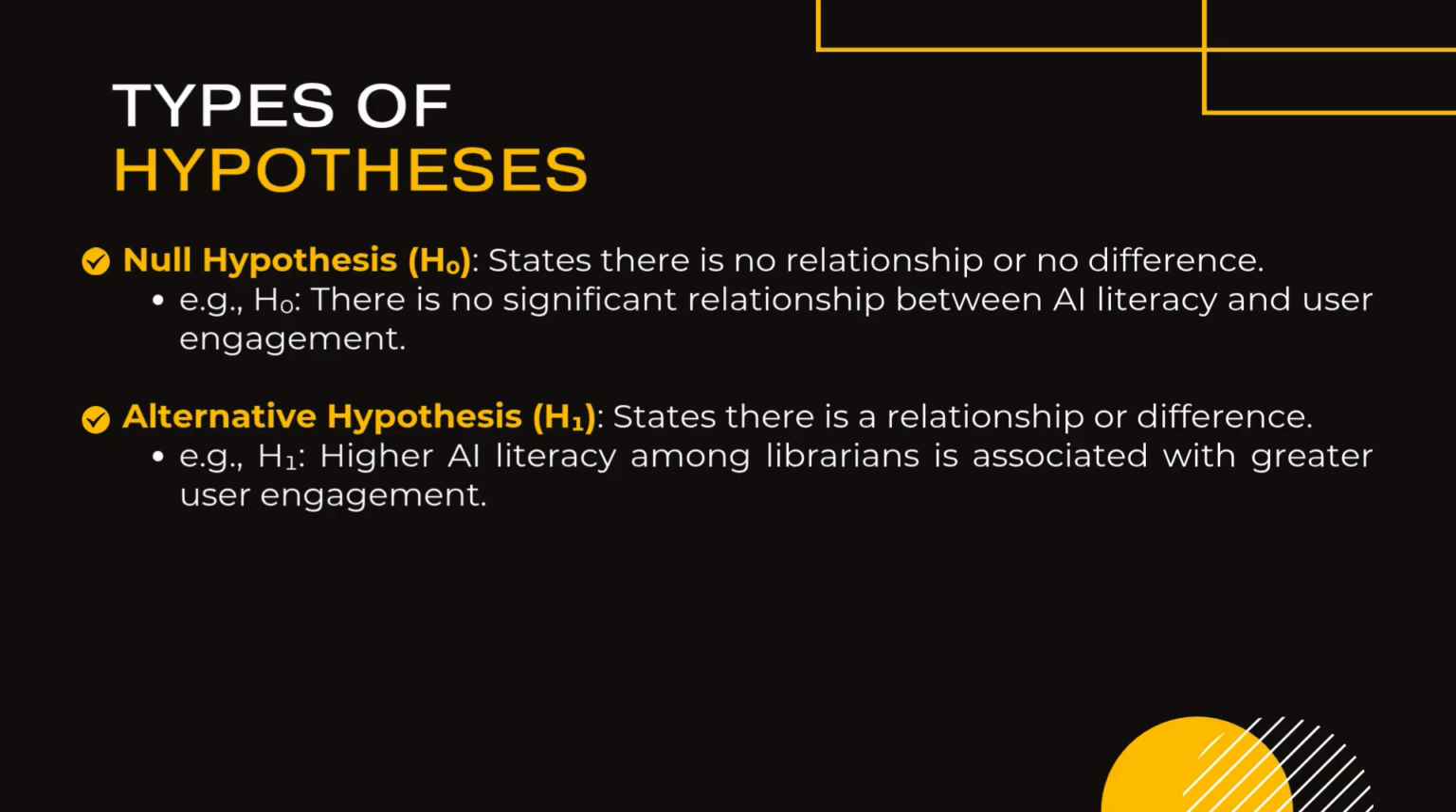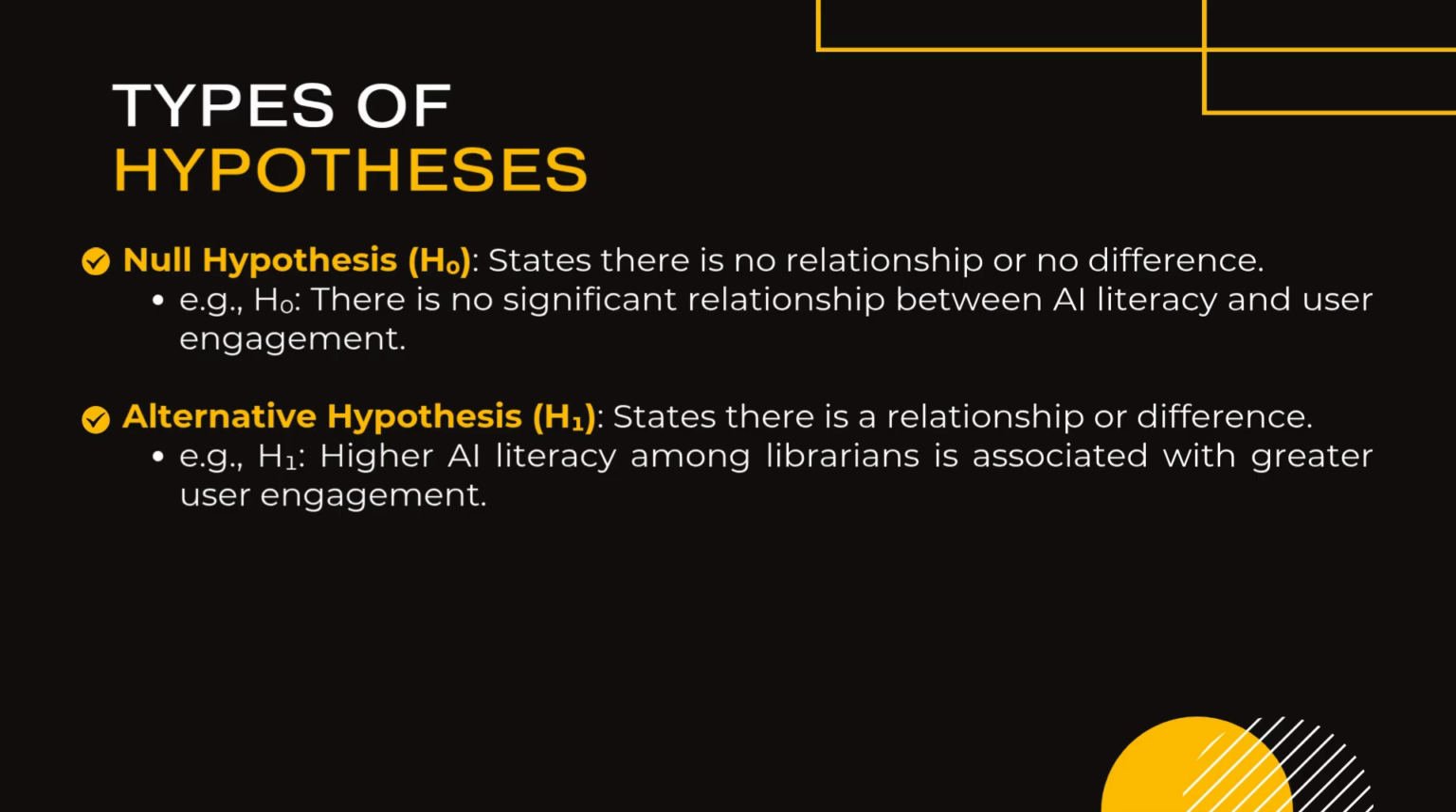Now that we understand what a hypothesis is, let's look at the two main types you use in quantitative research: the null hypothesis and the alternative hypothesis. The null hypothesis, written as H0, states that there is no relationship or no difference between the variables you're studying. It represents the idea that any observed effect is simply due to chance. For example, H0, there is no significant relationship between AI literacy and user engagement. In other words, librarians' level of AI literacy does not appear to influence how users engage with library services.